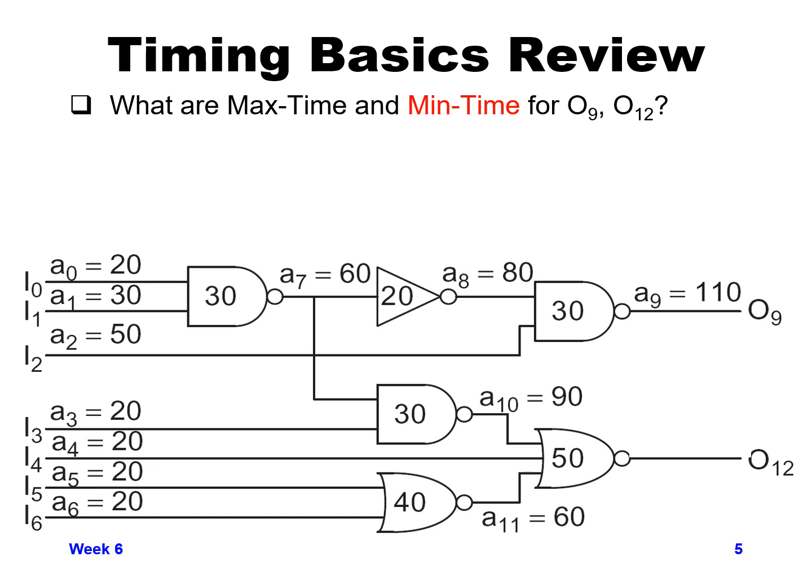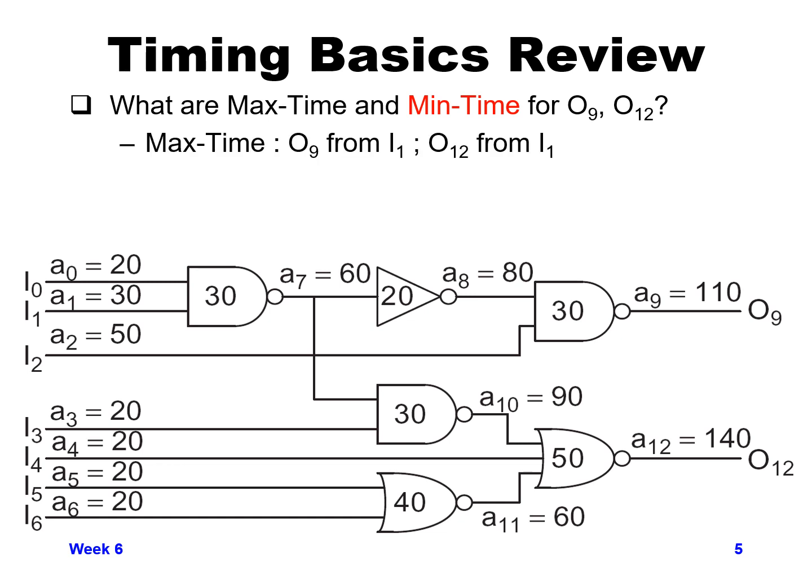For the NOR gate on the bottom driving O12, we have 3 different inputs. A sub 10 is 90. Input I4 is coming in at timing A4 of 20, and A sub 11 is coming in at 60. So between those 3, A sub 10 at 90 is the longest. We add the 50 picoseconds through the NOR gate, and we get 140 picoseconds. So our max time for O9 is 110, O12 is 140.